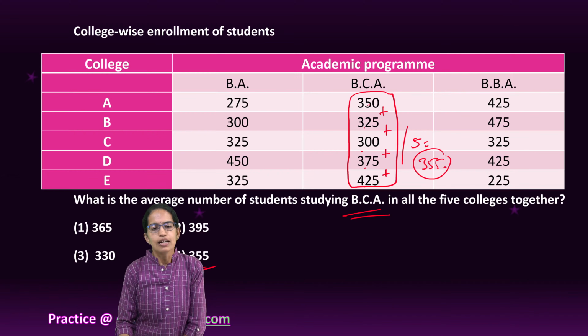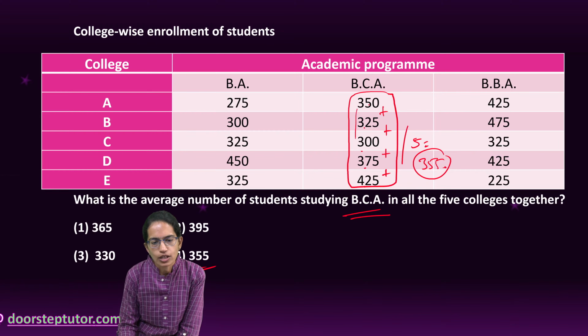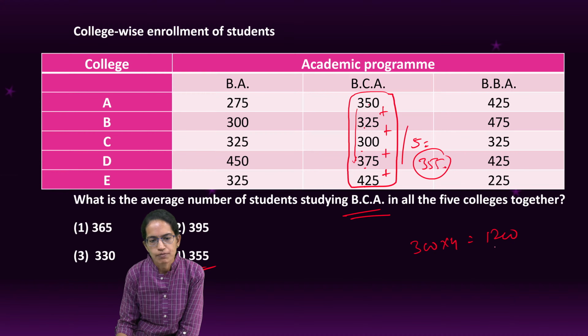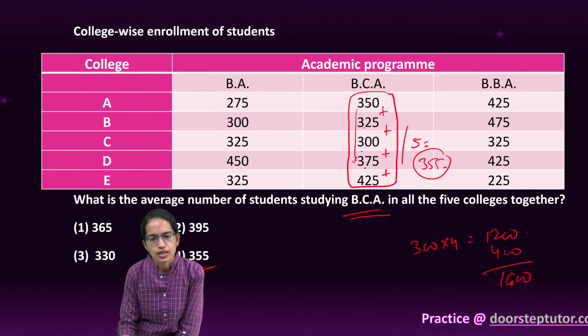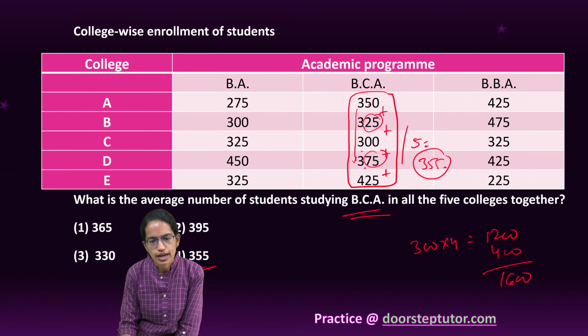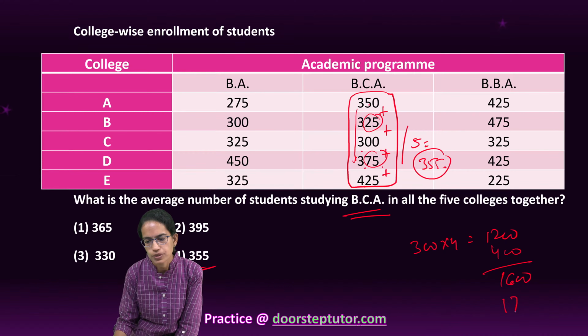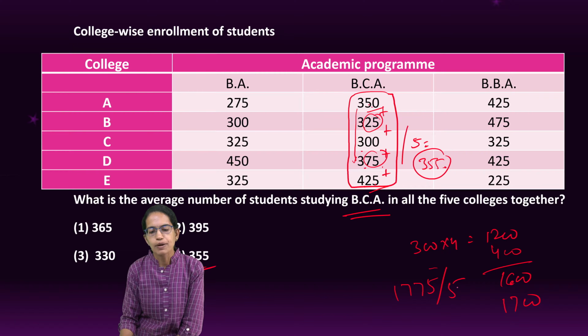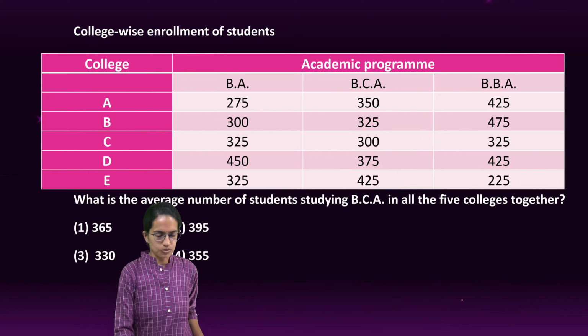As simple as that. A quick way to do it is all the 4 values with 300. So 300 into 4, that gives you 1200. Now 1200, then you can have 400 added to it, which is 1600. Now add the remaining values. So 20 and 75 gives you 100. So this becomes 1700. And then 1700 and 50 and 25, which becomes 75. So 1775 divided by 5 becomes your right answer for the question.